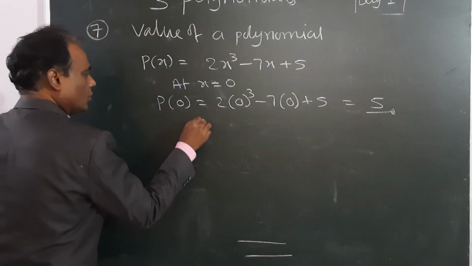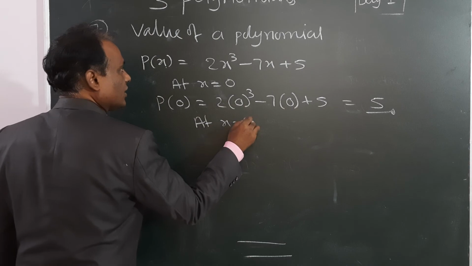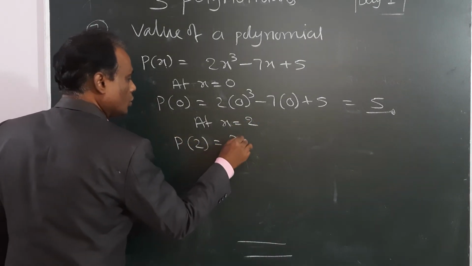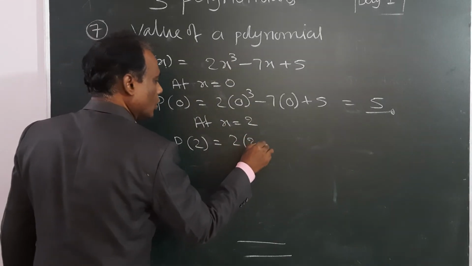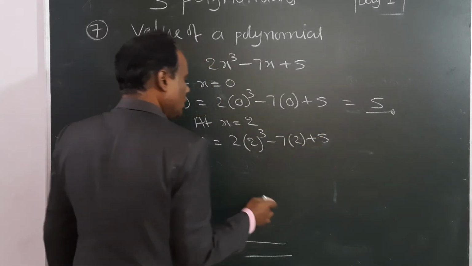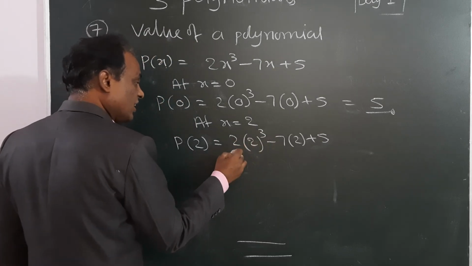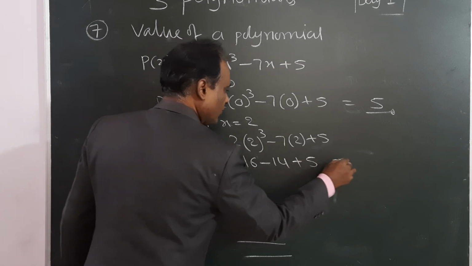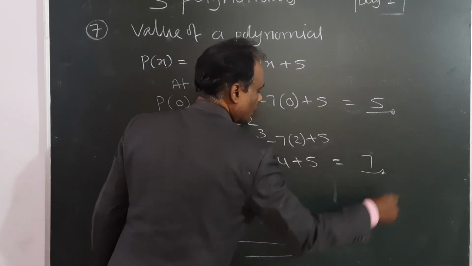Suppose we are asked to find the value of this at x is equal to 2. So p of 2 is equal to 2 into 2 cube minus 7 into 2 plus 5. 2 cube is 8, 8 2s are 16, minus 14 is 2, plus 5 is 7. Write down.